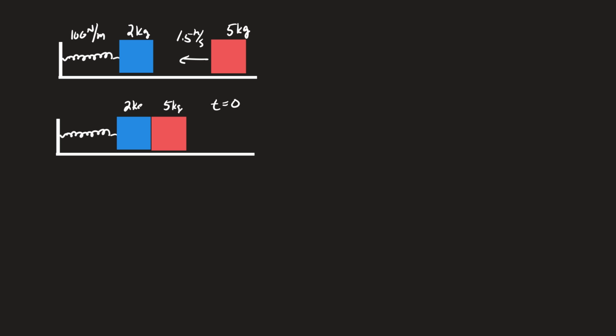All right, a box is going this direction at 1.5 meters per second, has a mass of 5 kilograms. This box has a mass of 2 kilograms, and there's a spring of spring constant 100 newtons per meter. There's no friction in the system, and t equals 0 represents the moment the 5 kilogram box strikes and sticks to the 2 kilogram box.